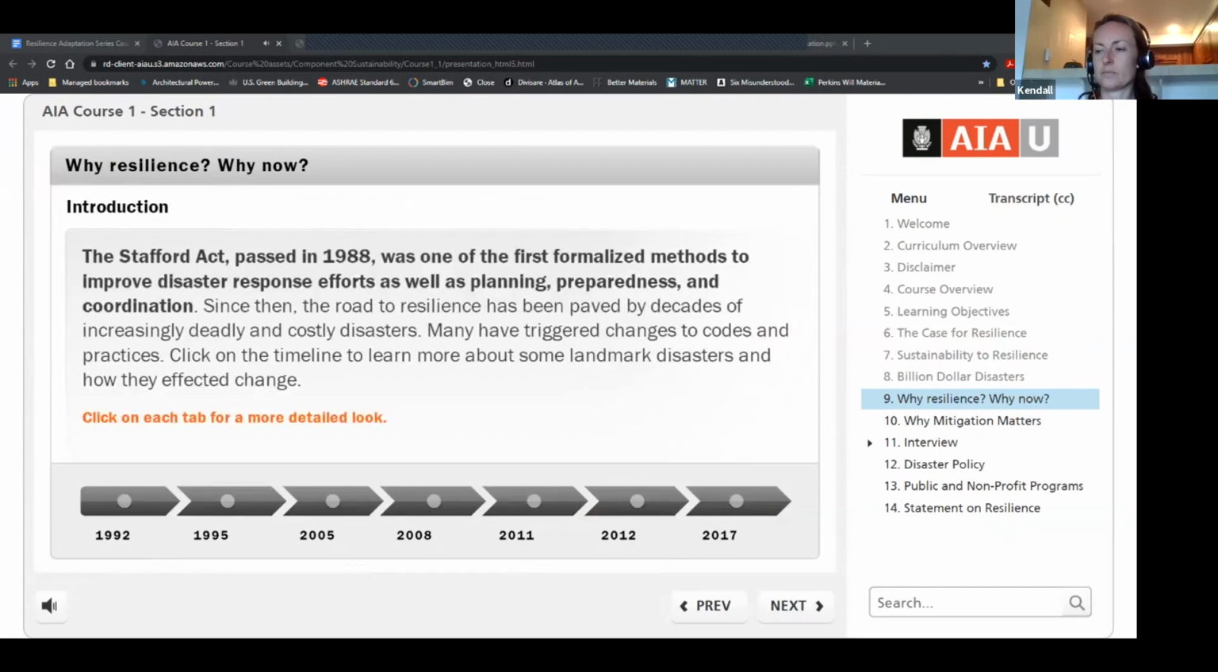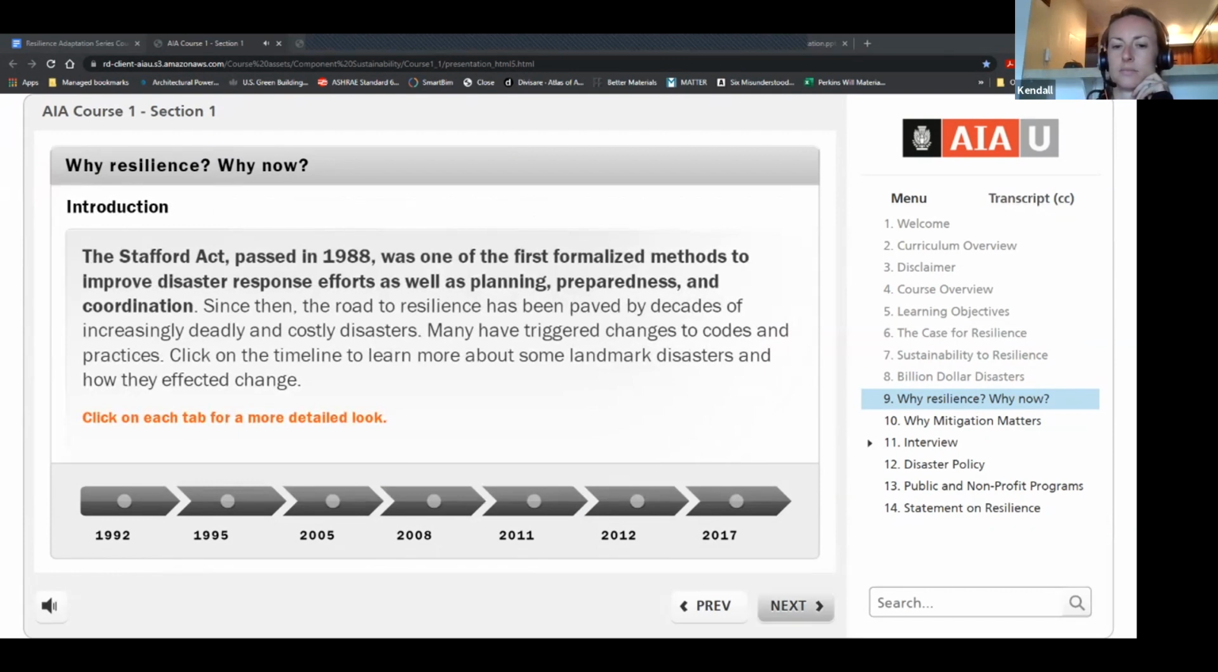The Stafford Act, passed in 1988, was one of the first formalized methods to improve disaster response efforts, as well as planning, preparedness, and coordination. Since then, the road to resilience has been paved by decades of increasingly deadly and costly disasters. Many have triggered changes to codes and practices. Click on the timeline to learn more about some landmark disasters and how they affected change.